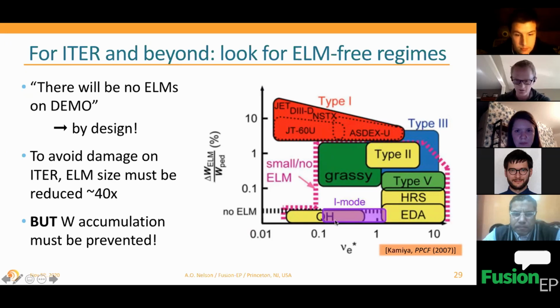But it turns out the other types of ELMs that I mentioned earlier are much smaller, and sometimes there's even no ELMs, like an I-mode or QH-mode or EDA H-mode. These types of modes are definitely things we want to look at for ITER and for DEMO and for future reactors. Because they prevent tungsten accumulation, they still are ELMs, they still are able to flush impurities out of the main plasma, but they're small enough that they might not hurt our machine walls.